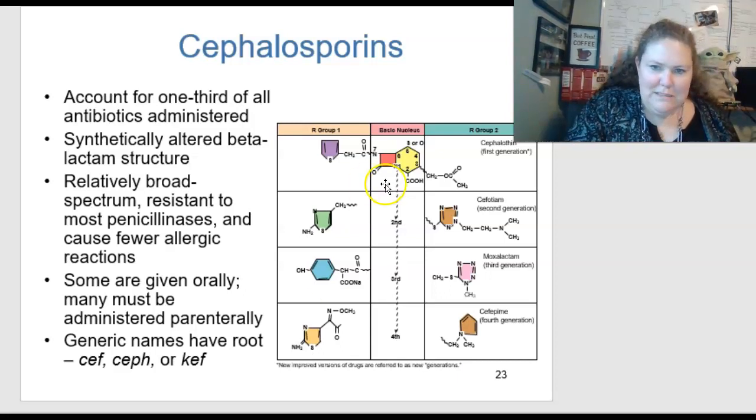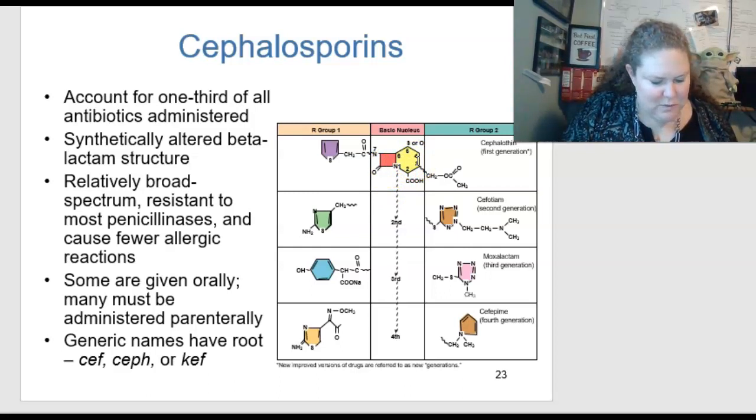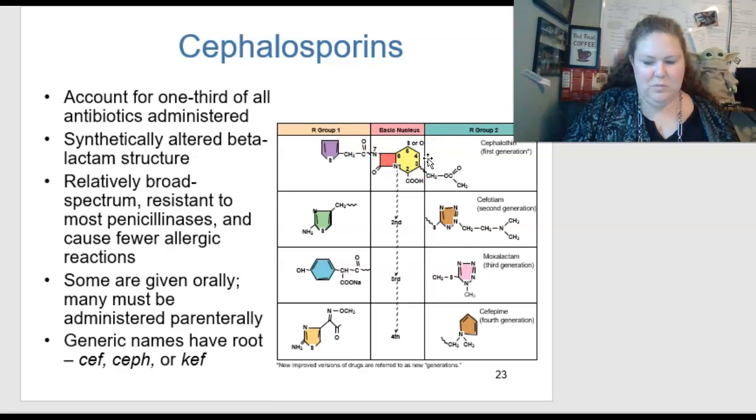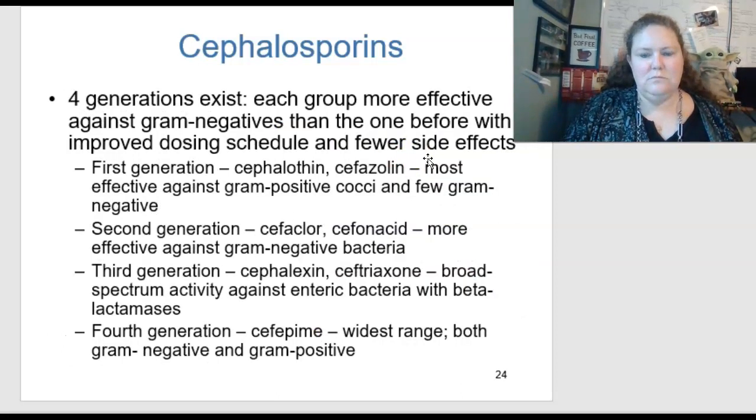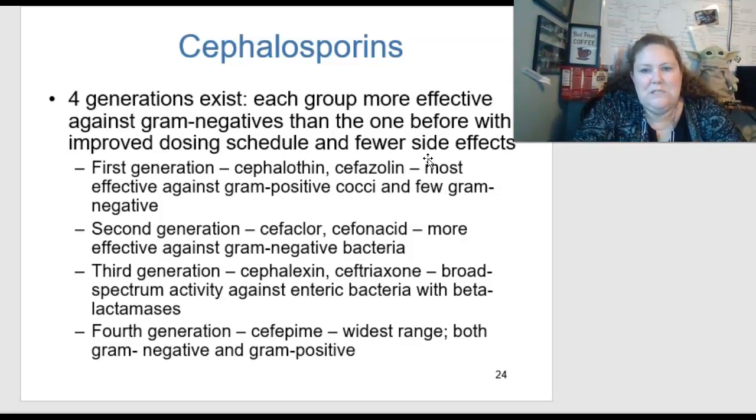Like penicillin, their main nucleus consists of a beta-lactam ring, which is this little dude in red, and a second ring, which is the yellow guy. However, unlike penicillins, they have two sites for the placement of the R groups, either position 3 or position 7. This makes it possible to have several different generations of molecules with greater versatility in function and complexity in structure. For cephalosporins specifically, we have 4 generations, and each group is more effective against gram-negatives than the one before. So we got a little stronger and stronger.